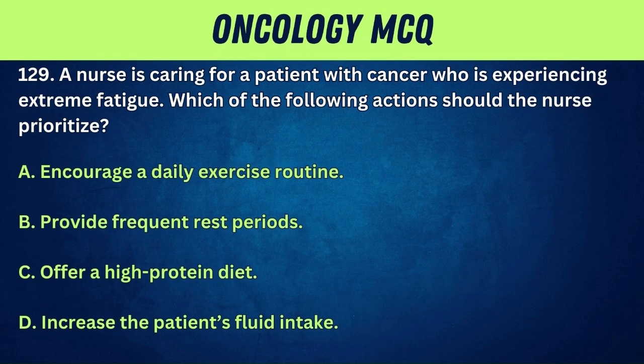129. A nurse is caring for a patient with cancer who is experiencing extreme fatigue. Which of the following actions should the nurse prioritize? A. Encourage a daily exercise routine. B. Provide frequent rest periods. C. Offer a high-protein diet. D. Increase the patient's fluid intake.